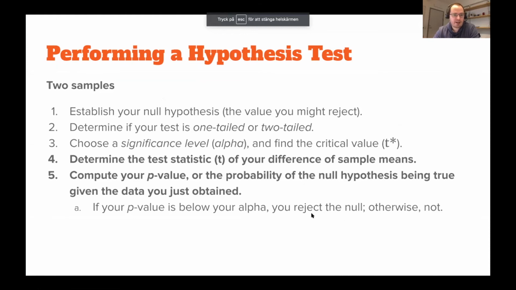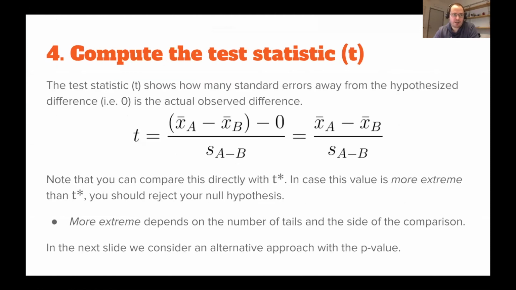Yeah, and now we're basically ready to do the test. The fourth step is to determine the test statistic of your observed difference of sample means. This we didn't do in the confidence interval. So basically we're going to compute this t, which is our test statistic. What does it mean? Well, it's a way to represent our actual observed value so that it makes it easy to do the statistical test, right? And basically it's very easy.